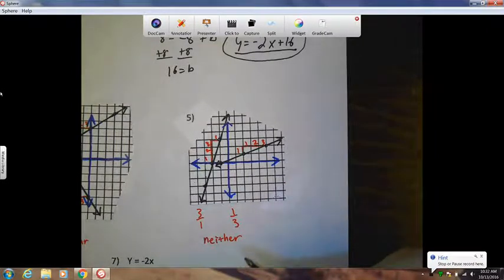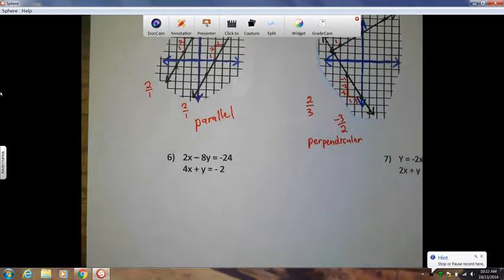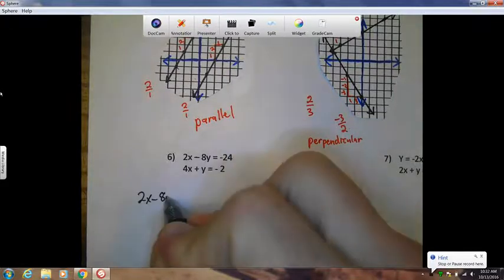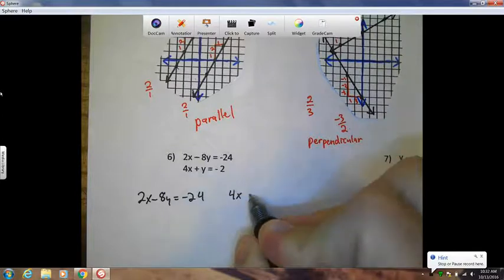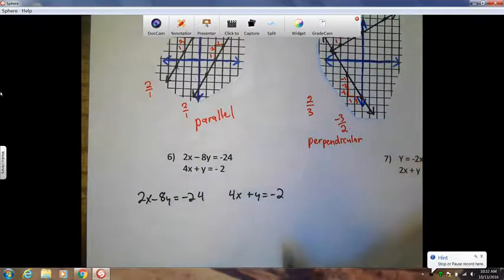Okay, last two. Let's look at 6. Parallel, perpendicular, or neither. Once again, all you need to do is look at the slopes. The slope will tell you if they're parallel, perpendicular, or neither. So use the slope. Okay, so here my lines are not in slope-intercept form, so I don't know the slope yet.